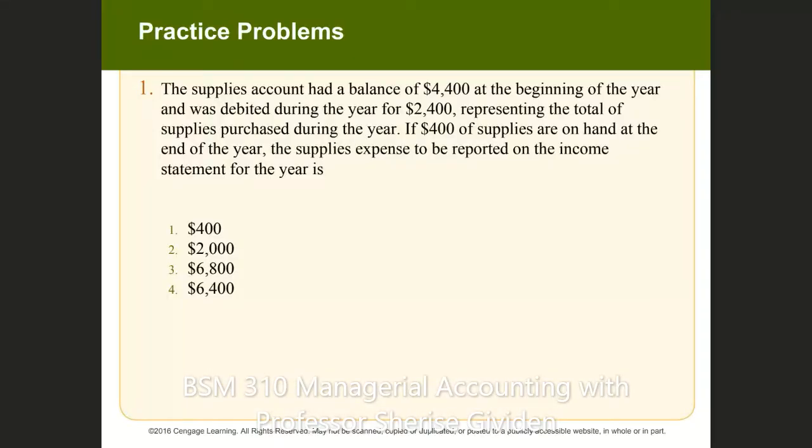The supplies account had a balance of $4,400 at the beginning of the year and was debited during the year for $2,400, representing the total of supplies purchased during the year. If $400 of supplies are on hand at the end of the year, the supplies expense to be reported on the income statement for the year is... What is the supplies expense?